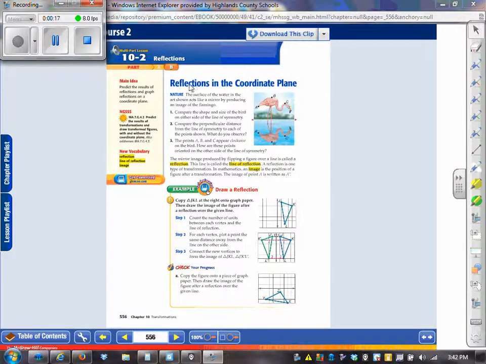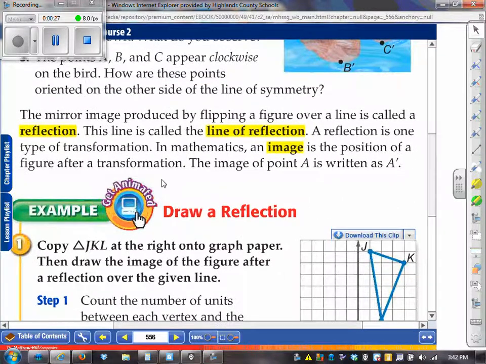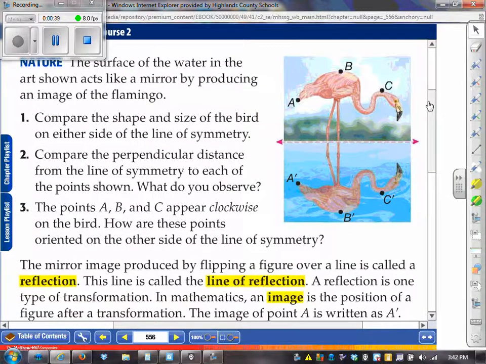Today we worked on reflections on a coordinate plane. Again, we've done this at the beginning of the year. Just wanted to go back and touch up on some things, help you remember what's going on, because the beginning of the year was a while ago. So we know that a reflection is what we used to call a flip, right? And when we reflect an image, we reflect it over a line of symmetry.